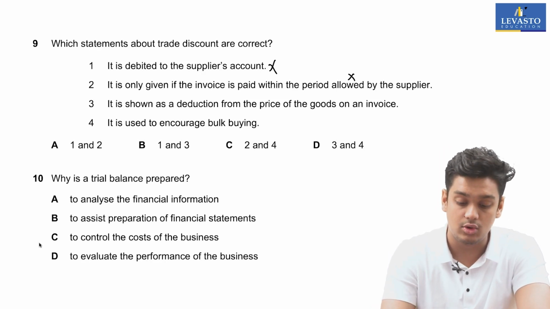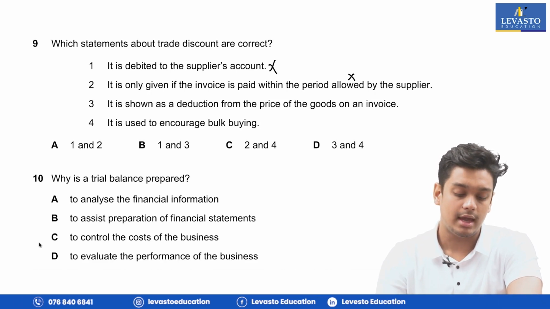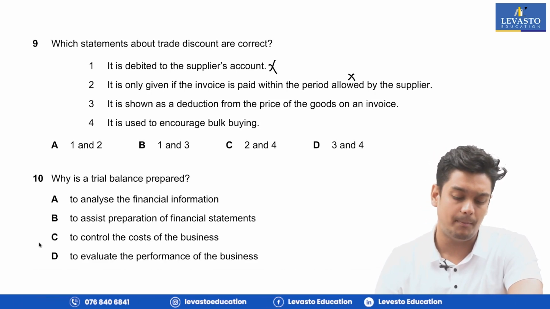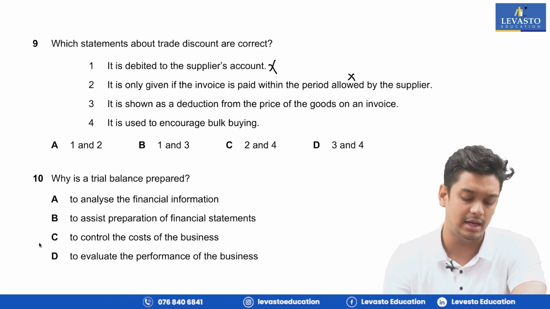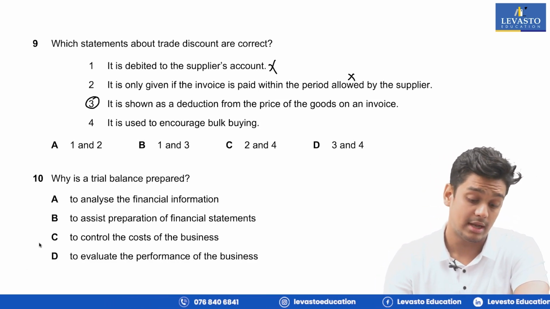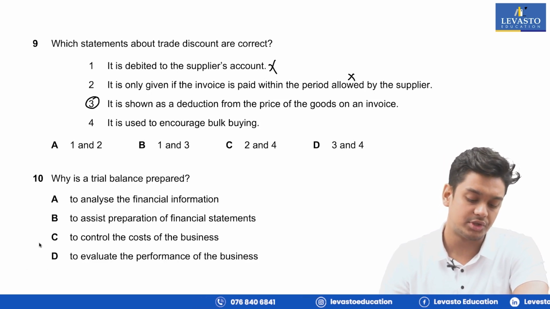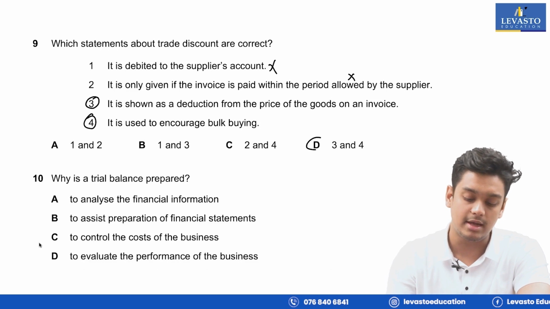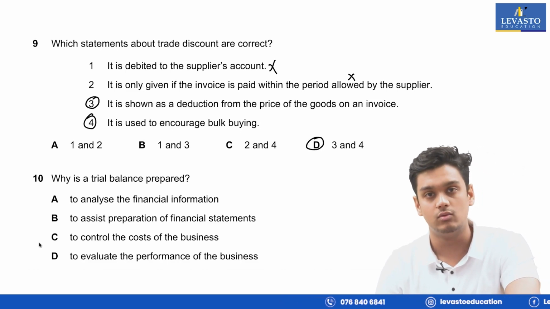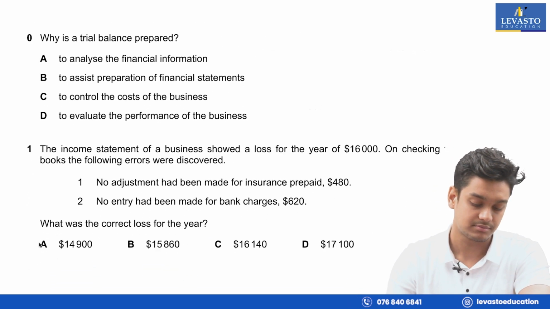That's cash discount, not trade discount. It is allowed as a deduction from the price of goods on an invoice. That's exactly what I explained a while back, so that's correct. Okay, there are two answers. It is used to encourage bulk buying. That's again something that I just mentioned. So answer 3 and 4, do we have the option? Yes, we do. Answer is D.